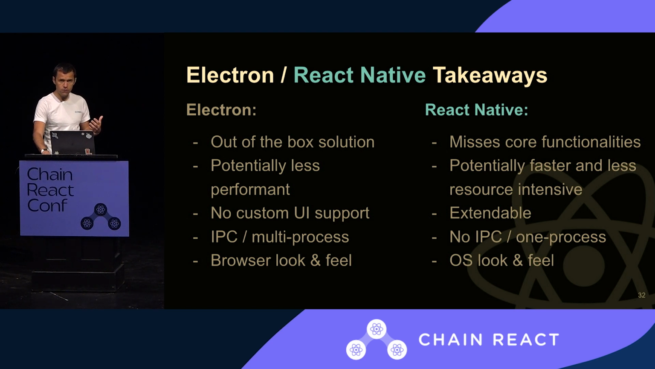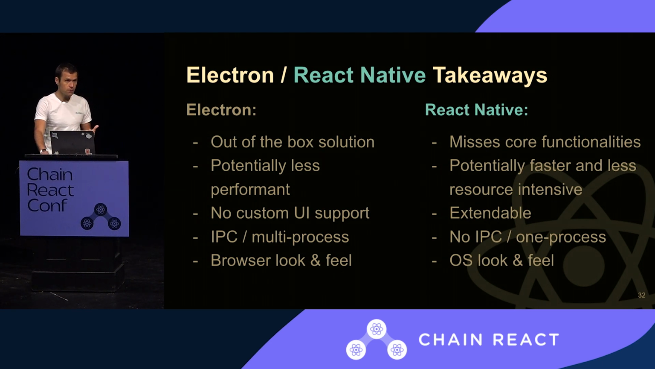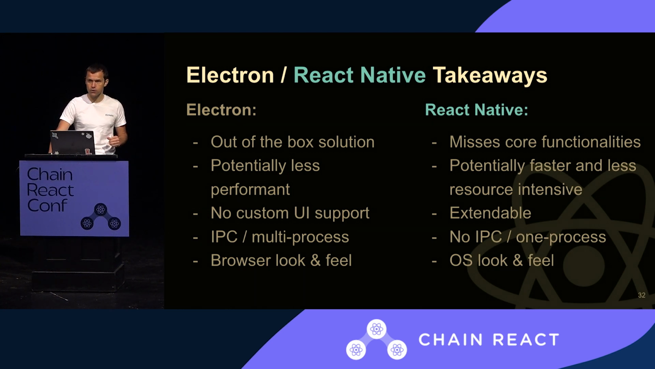We think Electron is a great solution because it gives you everything out of the box. But most likely it's not the most efficient solution, depending on your use case. And if performance is a critical factor, then it might not be the best choice. It doesn't allow you to add any custom UI component. If you have a similar scenario to Meta, where we want our own custom UI component to show something on the screen, then maybe Electron won't be the best choice. It's an IPC architecture, so there is a little bit of overhead to communicate back and forth between the different processes. And it has a browser look and feel.